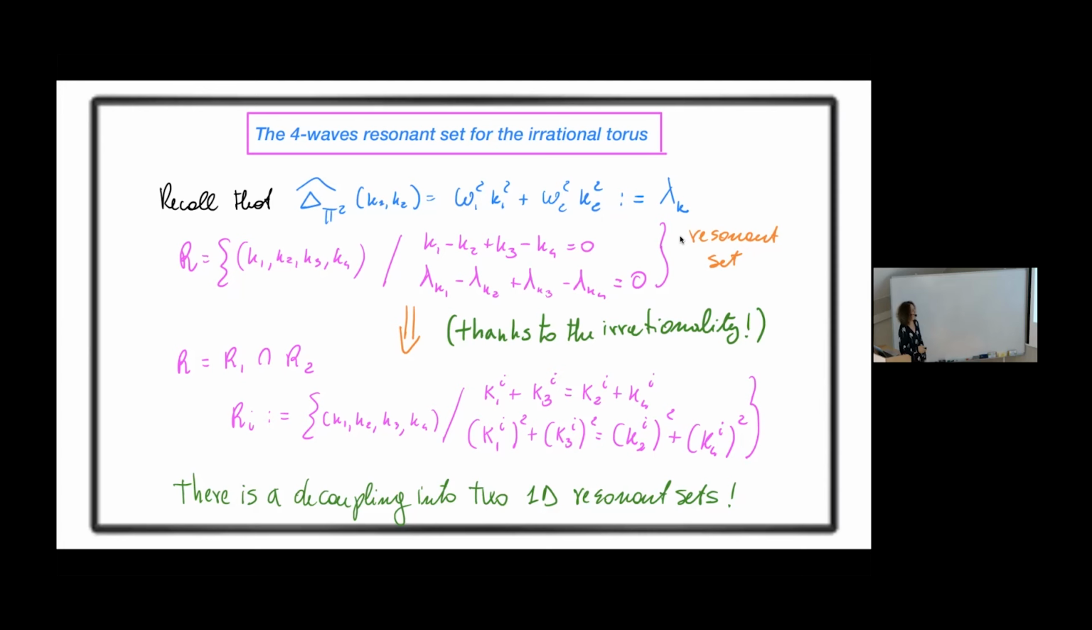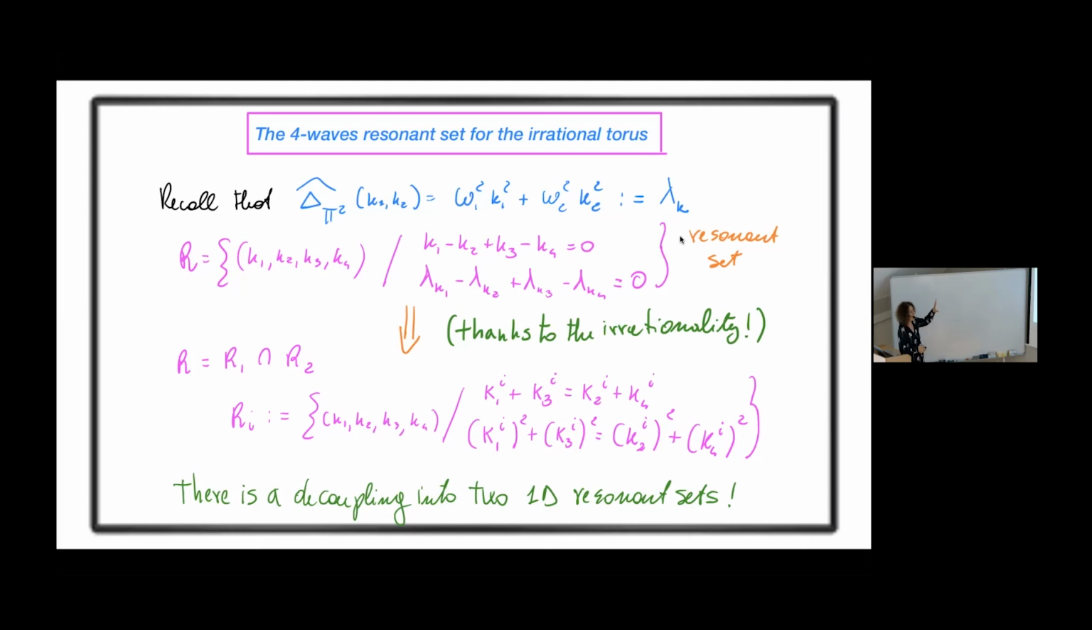But if you are in the irrational case, or not exactly the square situation, then this shows up. Think, for the sake of argument, that this is 1 and this is square root of 2. When you write your resonance set, which has this condition from before, and now this is what replaced k_1 squared minus k_2 squared and so on, because now the symbol is different, you see that there is no mixing between the first coordinate and the second coordinate. Whatever happens in the first coordinate is not going to mix with the second, because you cannot get square root of 2 here.